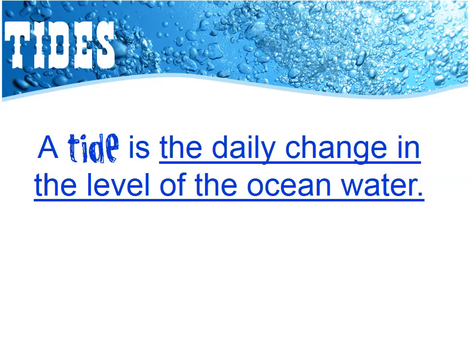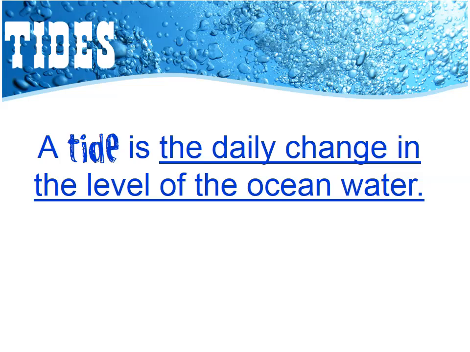Alright, so far we've looked at currents, which we've had surface currents, density currents, and upwellings. And then we've looked at waves, and our final movement in the ocean is a tide. Now this one's a little different than the other two. A tide is the daily change in the level of the ocean water.